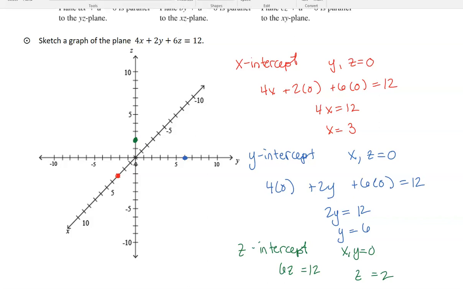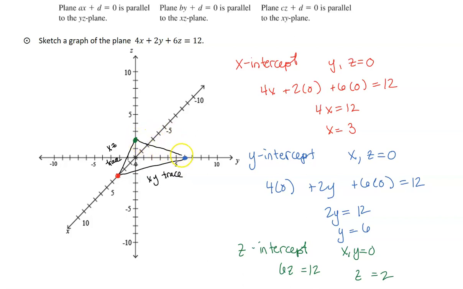So now we're going to sketch the traces. I'm going to find the xz trace, which is the line that connects the x-intercept and the z-intercept, so that will go here. This is the xz trace. I will have the xy trace, which is the line that connects the x-intercept and the y-intercept. So this is the xy trace. And I'm going to connect the yz trace, which, you guessed it, connects the y-intercept and the z-intercept. And then we just shade this triangle that forms.